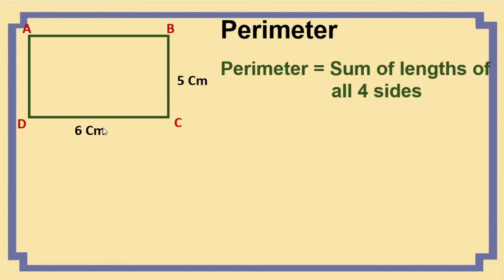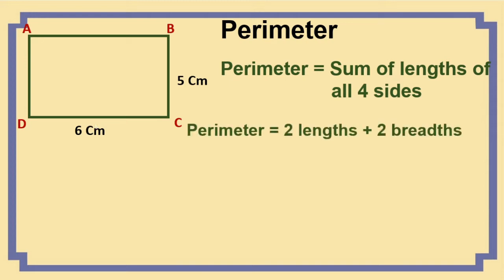Yes, dear children, here only two measurements are given, that is DC 6 centimeter and BC 5 centimeter. And we know that in a rectangle the opposite sides are always equal, that is AB is equal to DC and BC is equal to AD, isn't it? So we can write like this: perimeter is equal to 2 lengths plus 2 breadths. Okay, now we will substitute the values of length and breadth.